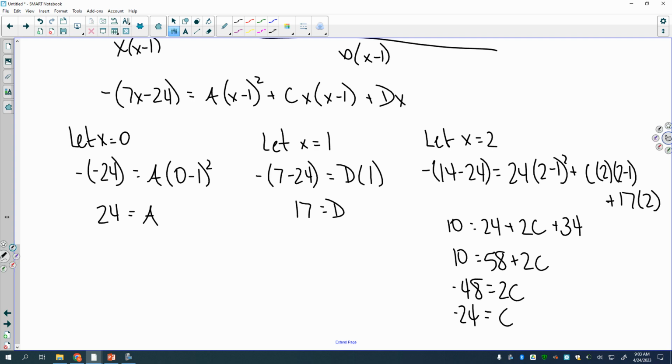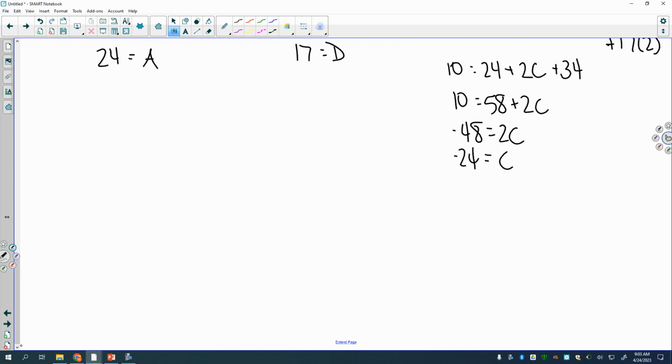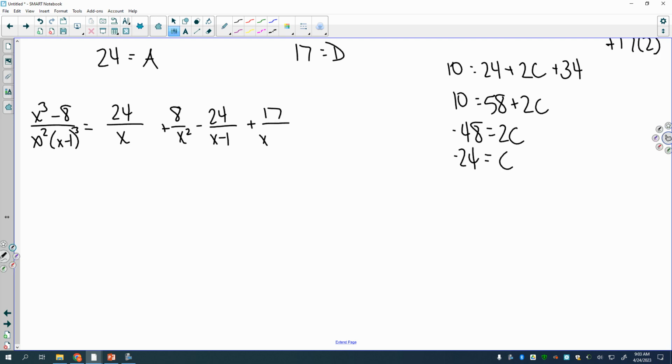So at this point, I've got all of my letters. I've got A, I've got B, I've got C, I've got D. And I can just rewrite my fraction as 24 over x plus 8 over x squared plus, I'm going to put a minus 24 over x minus 1 plus 17 over x minus 1 squared, and then minus 7 over x minus 1 cubed.